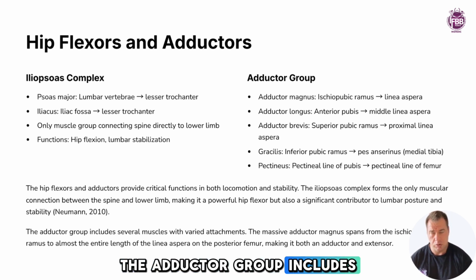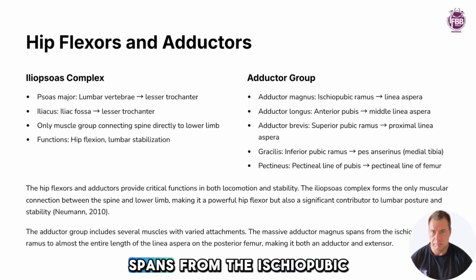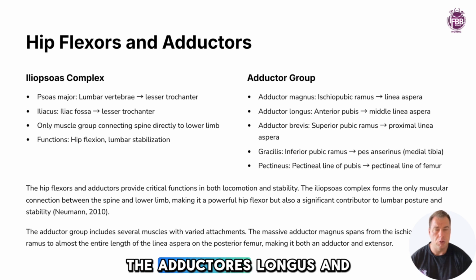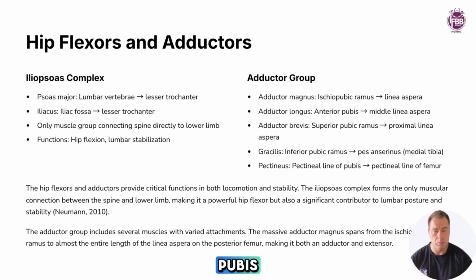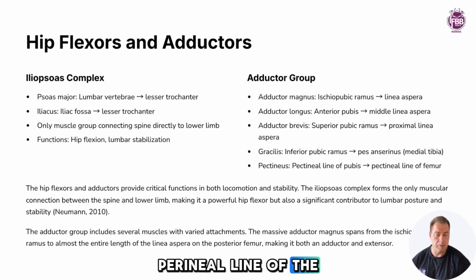The adductor group includes several muscles with varied attachments. The massive adductor magnus spans from the ischiopubic ramus to almost the entire length of the linea aspera on the posterior femur, making it both an adductor and extensor. The adductor longus and brevis attach from the anterior pubis to different portions of the linea aspera. The gracilis spans two joints, running from the inferior pubic ramus to the pes anserinus on the medial tibia. The pectineus connects the pectineal line of the pubis to the pectineal line of the femur.